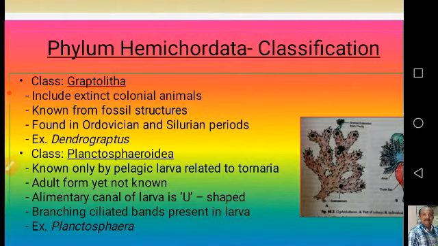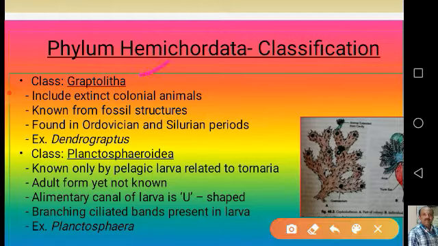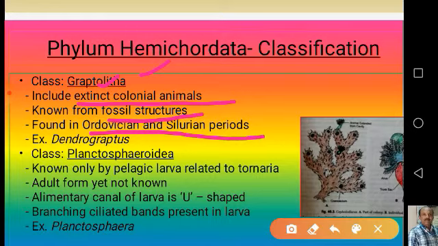Now coming to the next class of the phylum Hemichordata. There are four classes we have discussed. The third class is Graptolithina. The specialty of Graptolithina is that they include only extinct and colonial animals. How do we know about these animals if they are extinct? We have fossil records, and that's why we came to know that these animals belong to Hemichordata and have to be put under a separate class. They were found in the Ordovician and Silurian periods of the Paleozoic era.